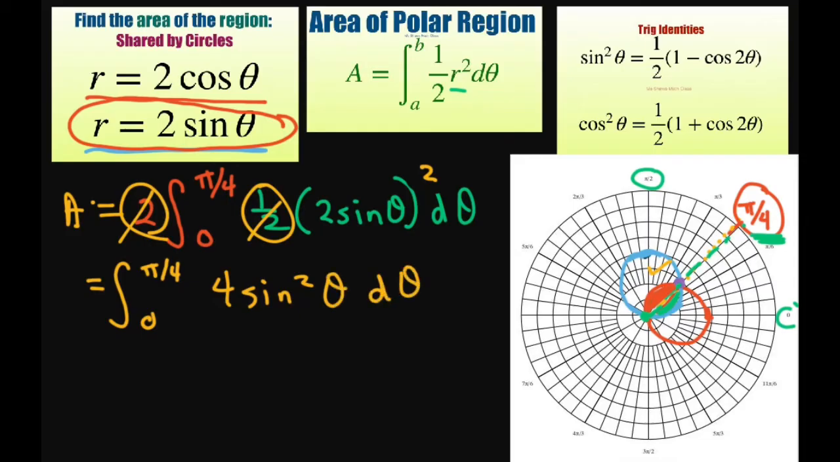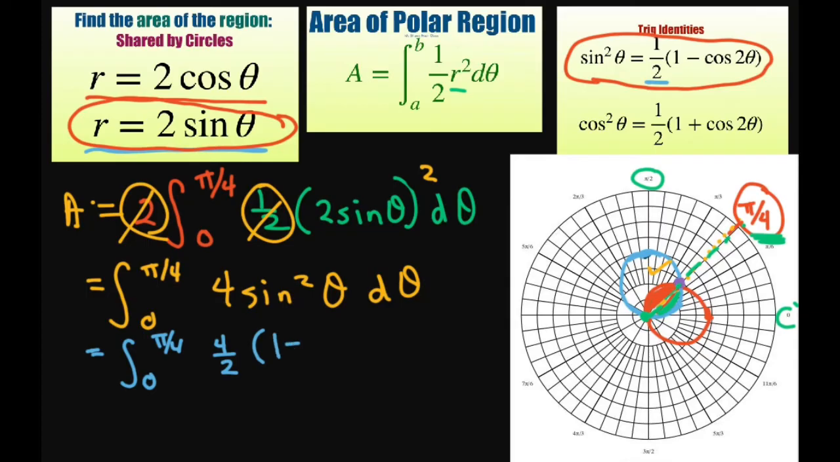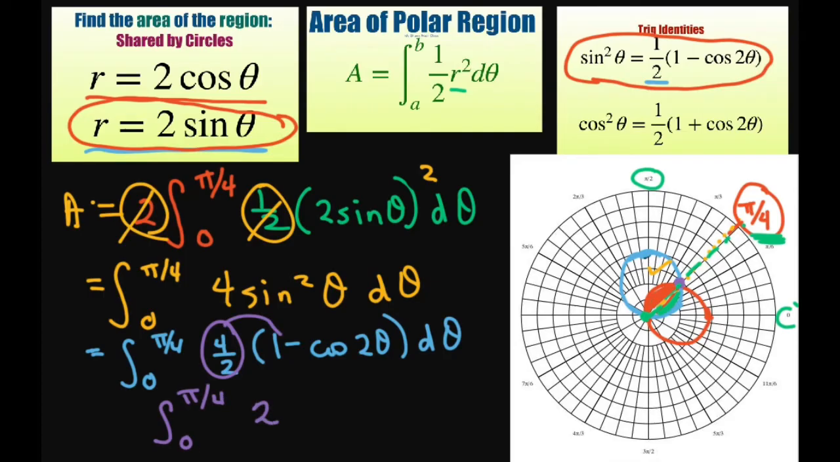For integration purposes, it's a lot easier to integrate when we use this trig identity and simplify that way. So basically you're going to write this as the integral from 0 to pi divided by 4. We have this 1/2, so that's just 4 divided by 2. And then we have 1 minus cosine of 2 theta d theta. Okay, from here, this is just 2. So before we integrate, just multiply that 2, and this is going to be 2 minus 2 cosine of 2 theta d theta. So this is the part we're going to integrate.